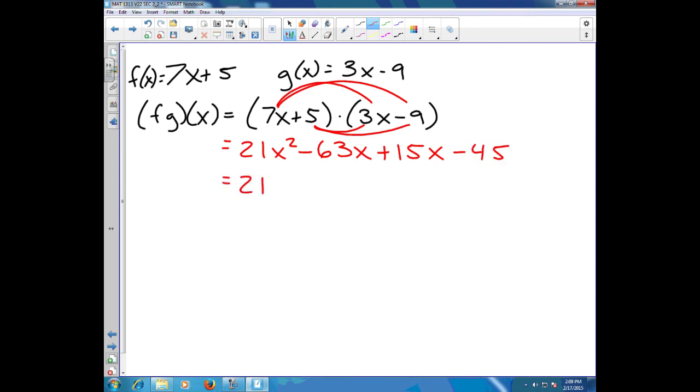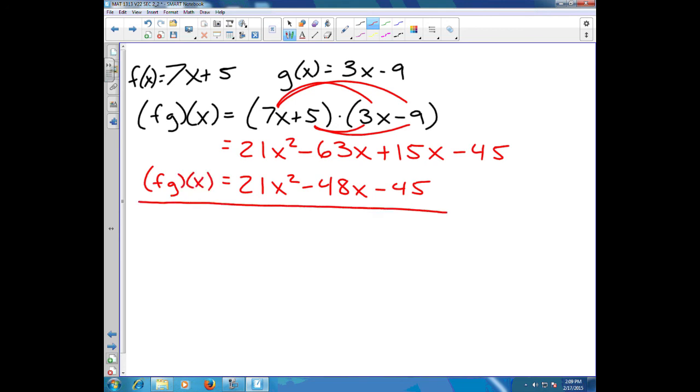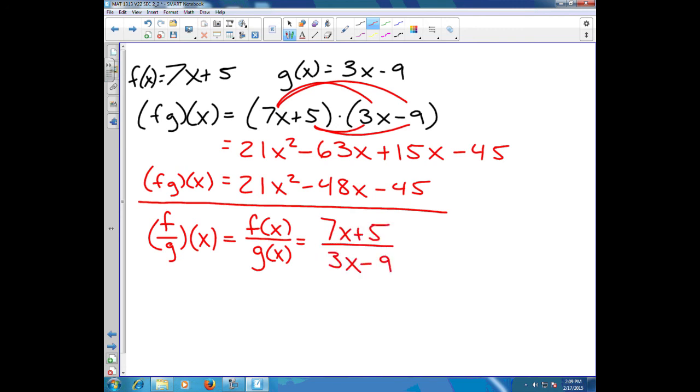And so what we get is 21x squared minus 48x minus 45. And finally, to determine f divided by g of x, that's f of x divided by g of x, which in this case is 7x plus 5 divided by 3x minus 9. There's no reason to simplify that answer any more than that.